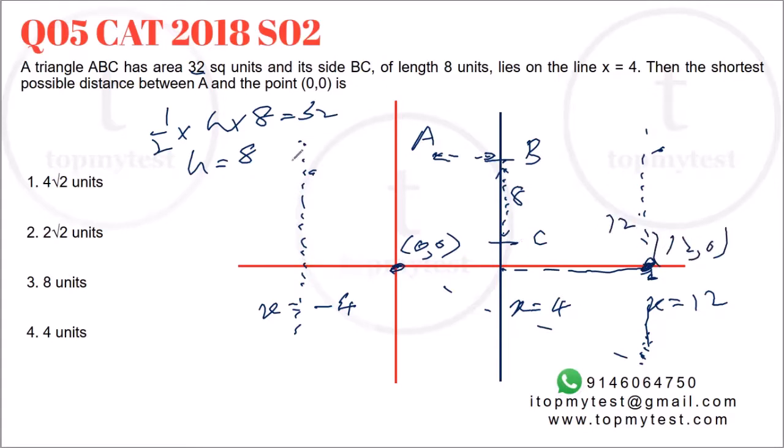Right, if I take this part, A will lie on x is equal to minus 4. The shortest possible will be when it is at minus 4 0, in which case the distance will be 4 units. Option 4. It actually takes longer to explain than to actually solve in an exam situation. Max 1.5 minutes to solve this. Job done.